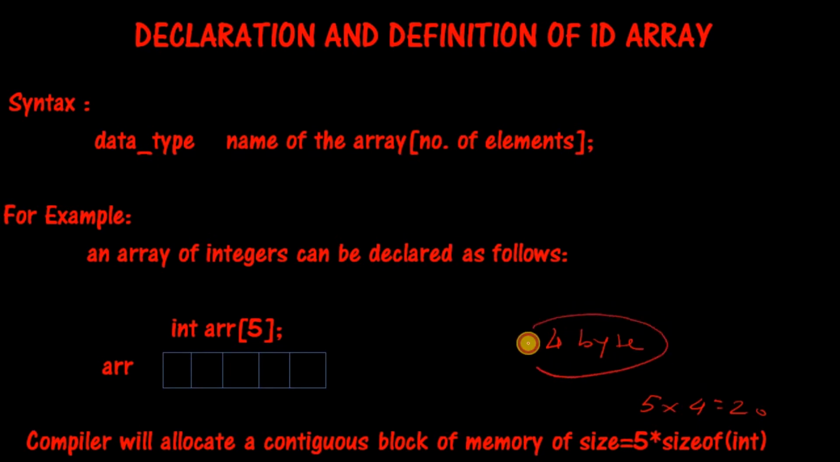The size of integer depends on the machine. It is machine to machine, so we cannot say that it is always going to be 4 bytes. It can be 2 bytes as well. But if I am assuming the size of integer is 4 bytes, then the total size of memory allocated by the compiler will be 5 into 4, that is 20 bytes.